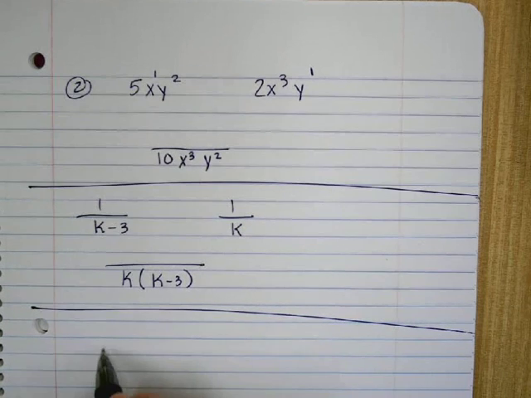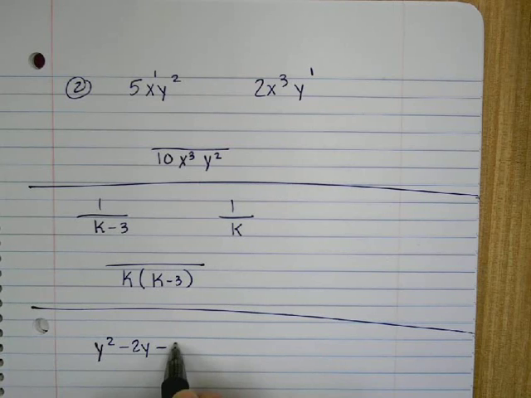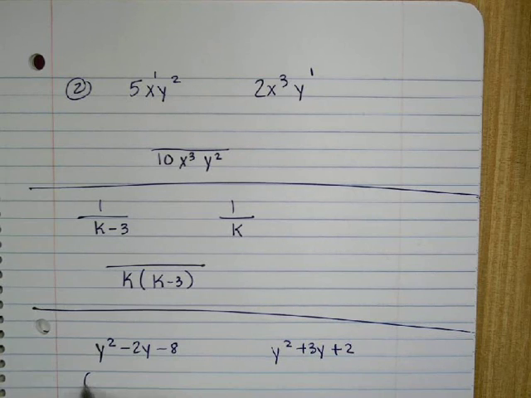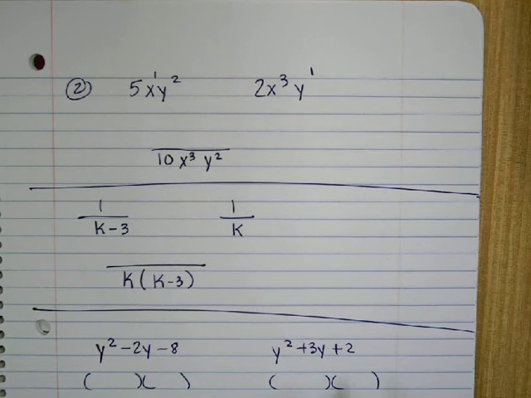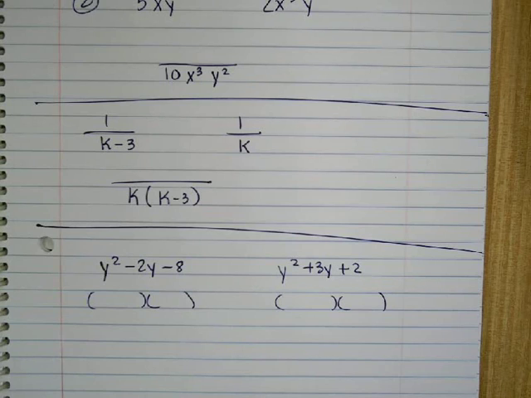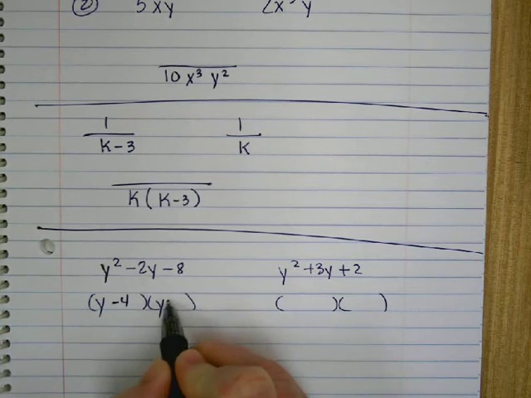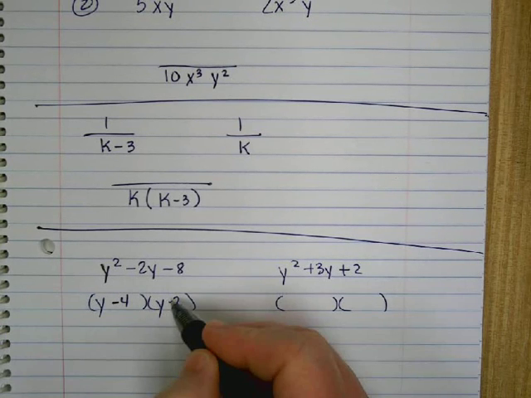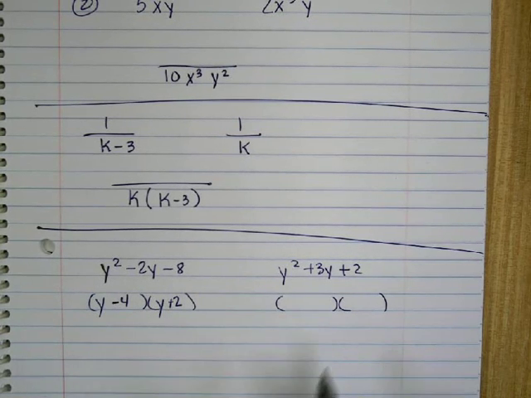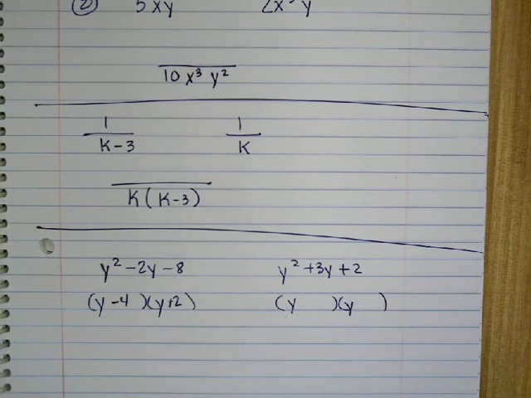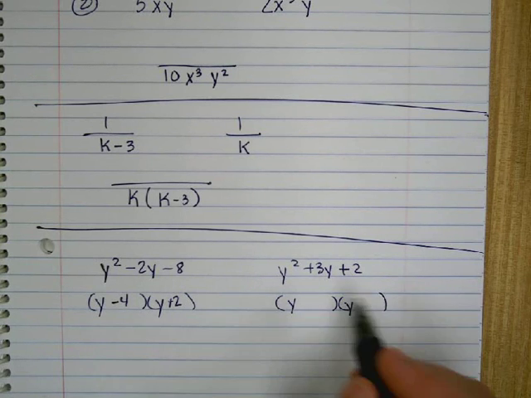y squared minus 2y minus 8 and y squared plus 3y plus 2. What are the factors here? What are the factors of the first one? y and y. Factor negative 8. How do you multiply and get negative 8? Negative 4 and positive 2 is what I need right there. What about this one? Will it factor? y plus 1, and y plus 2.